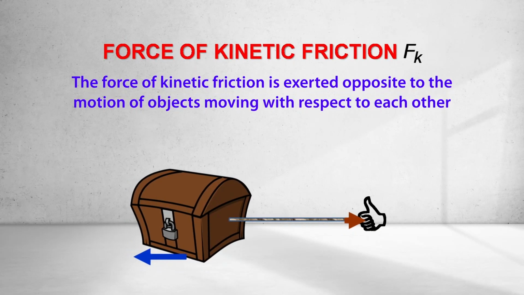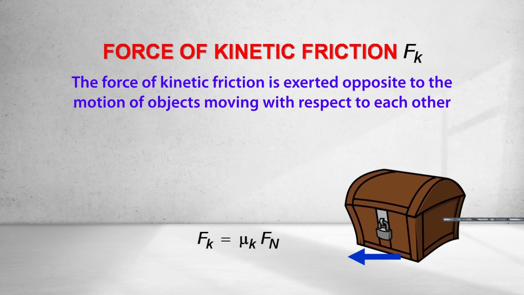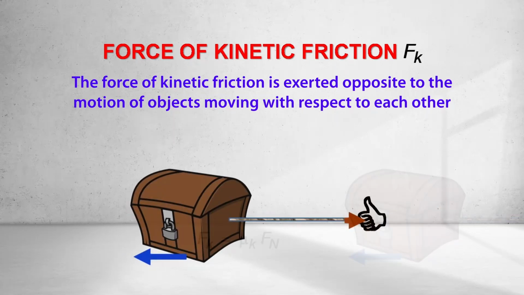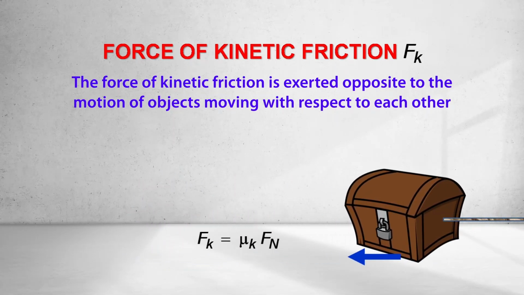So, the force of kinetic friction Fk is exerted opposite to the motion of objects moving with respect to each other. Here the blue arrow shows you the direction of the force of kinetic friction. As the box moves to the right, there is a force to the left. As the box moves to the right, Fk equal to mu k Fn is exerted to the left, right? We could put it in a loop and you could understand this. So always opposite to the direction of motion.